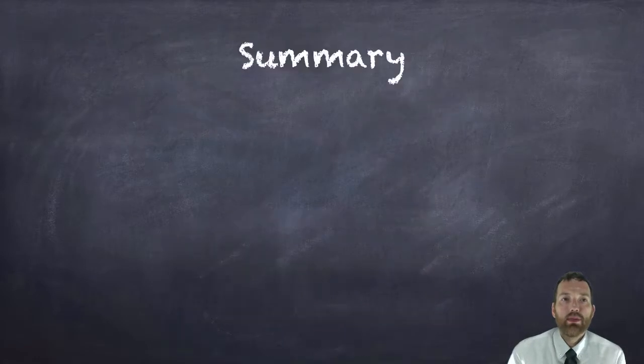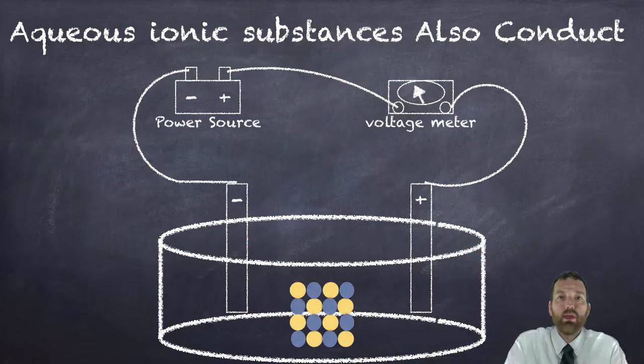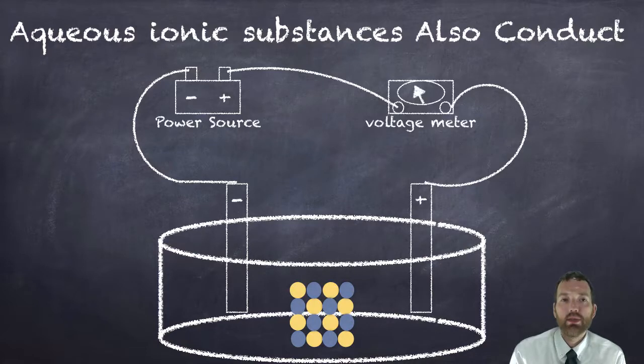Here's another example. Aqueous ionic substances can also conduct. Because salts have an extremely high melting point, it's hard to achieve the temperatures that you would need to have molten salt. Table salt, for example, won't melt till something around 800 degrees Celsius, which is really high. But you can get the same effect by putting these ionic substances in an aqueous or a water environment.